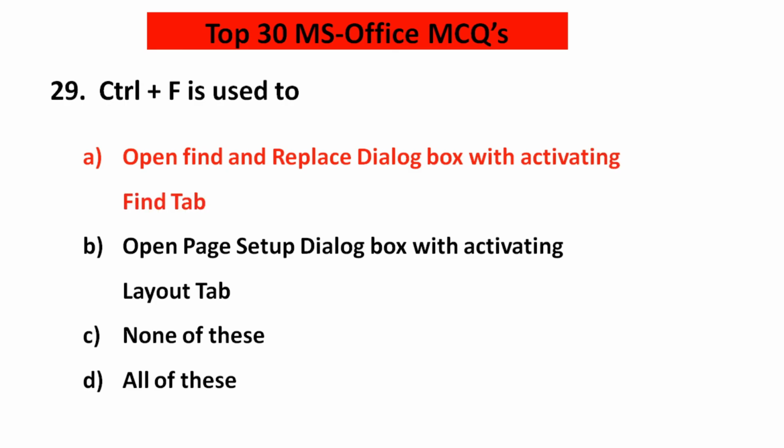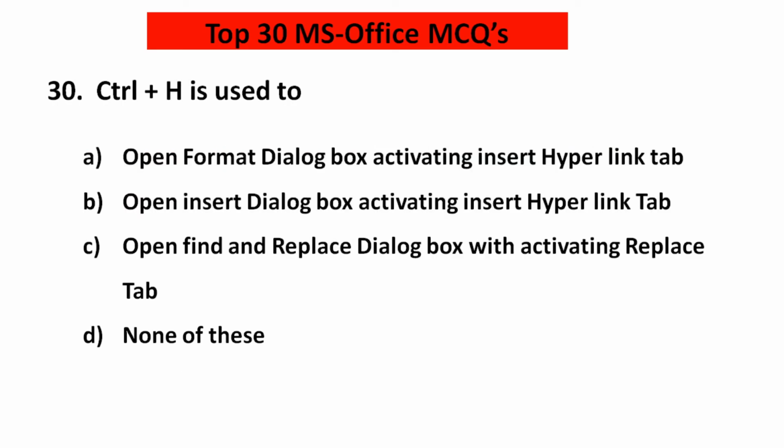Next question. Ctrl plus H is used to: option A. Open Formats dialog box activating Insert Hyperlinks tab, B. Open Insert dialog box activating Insert Hyperlink tab, C. Open Find and Replace dialog box activating Replace tab, D. None of these. And the right answer is option C. Open Find and Replace dialog box activating Replace tab.